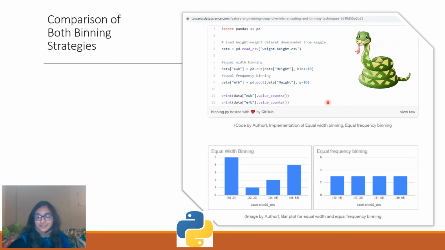And it's just Python code as well. If you want to look at the comparisons, these are two of the main binning strategies we're going to talk about today.